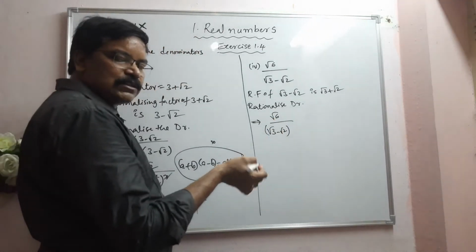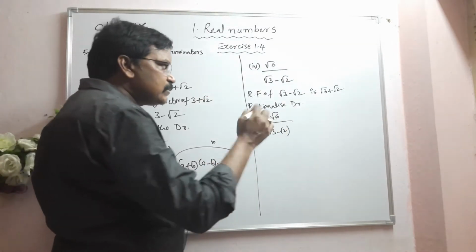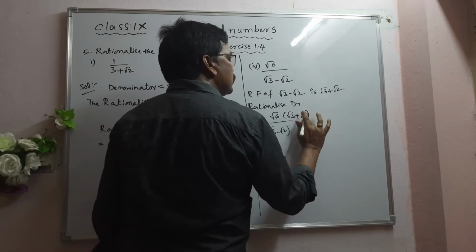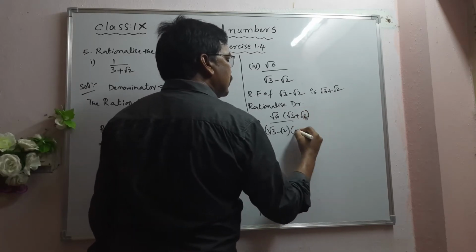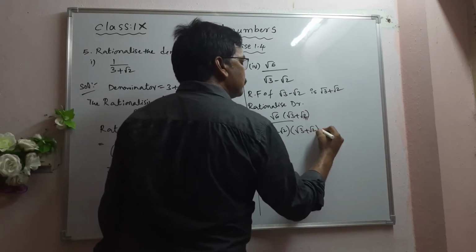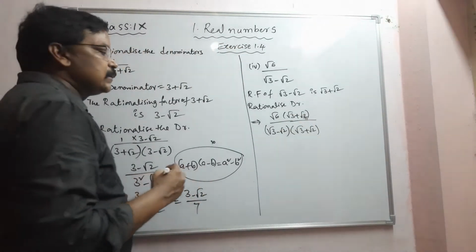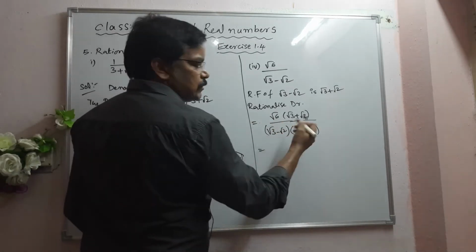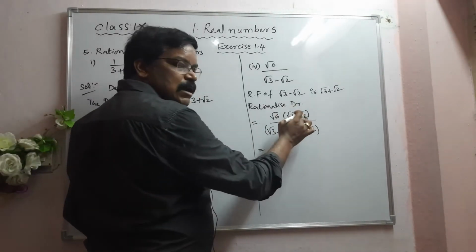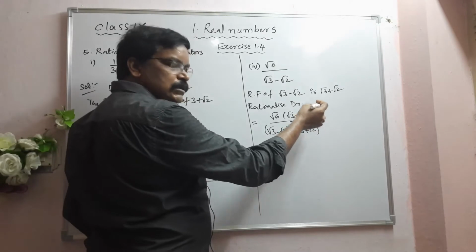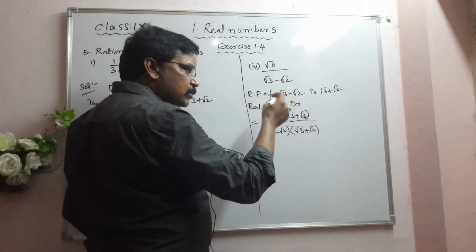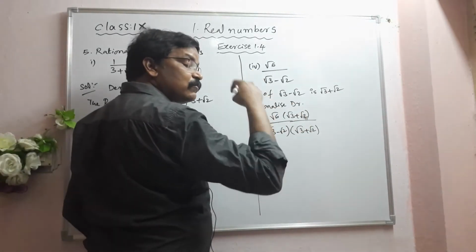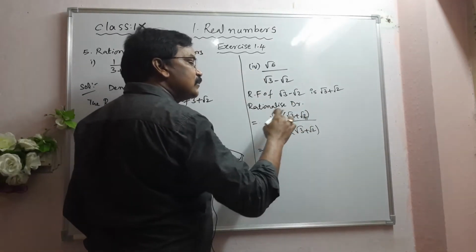Now we should multiply the numerator as well as the denominator with root 3 plus root 2. Right, like this. Now multiply. Root 6 should be multiplied with root 3 and root 2. Generally here you make a mistake: you multiply only with root 3, and you forget root 2.